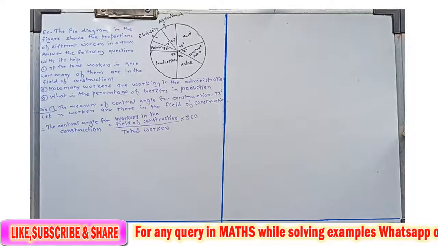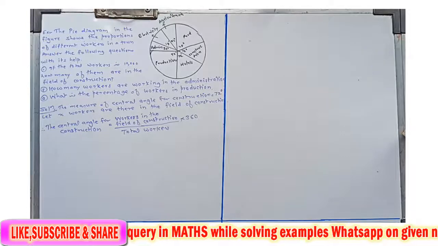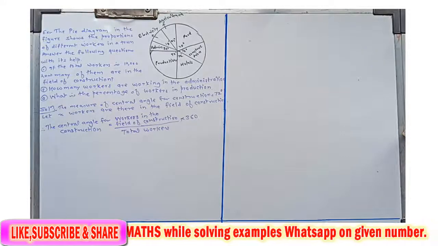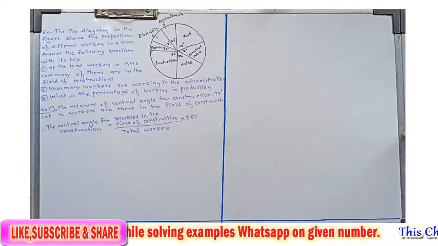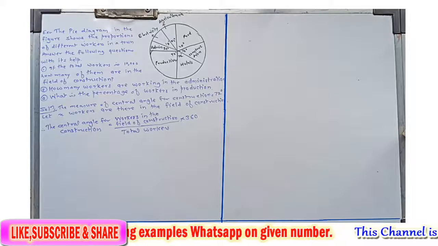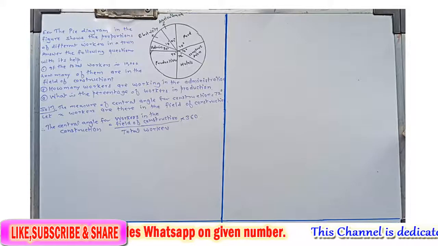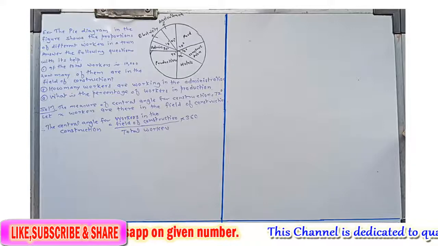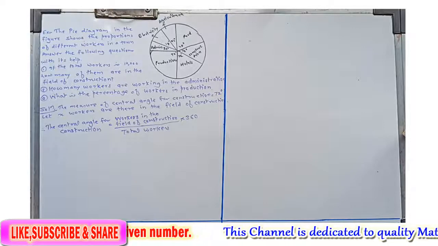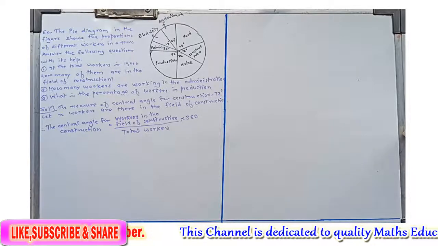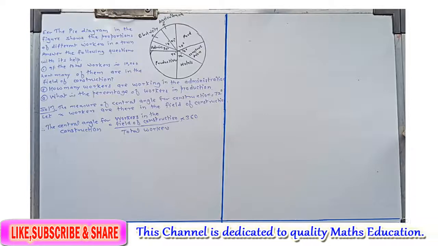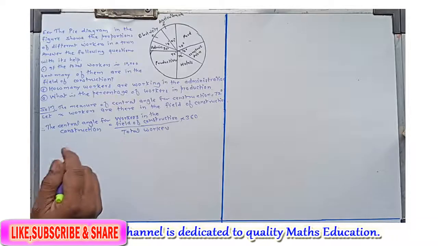So this is the formula. ये अपना बेसिक फॉर्मूला है. That the measure of central angle is equal to number of score in component. The component is the workers in the field of construction, right? So that is the component divided by total number of score. Here we will take total workers into 360. ठीक है ना. So the central angle for construction it is given, that is 72.